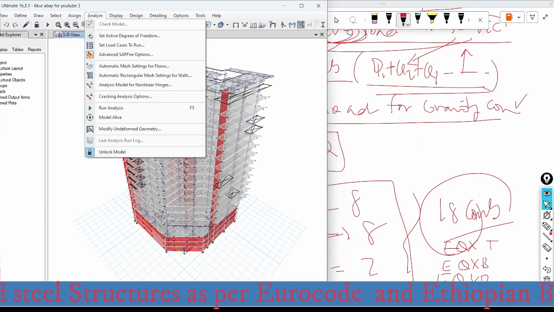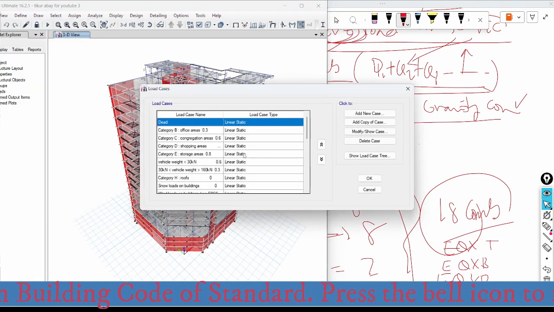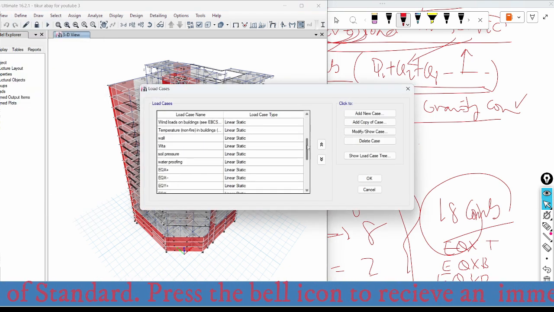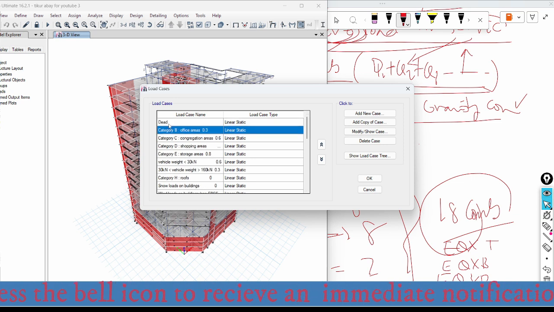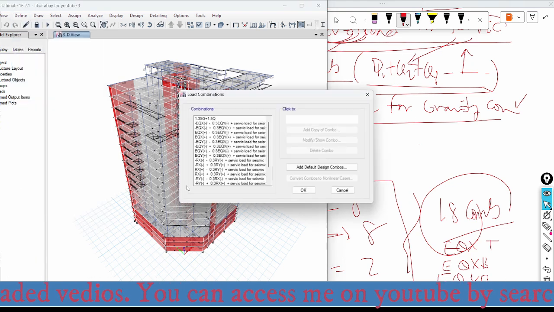So here, the define menu, and then here the load cases. Now let me clarify something about the load cases. Now consider, go to the define menu, the load combination.